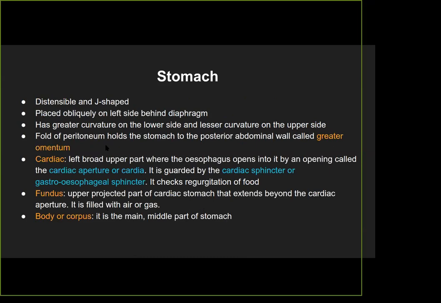The folds of the peritoneum hold the stomach. Peritoneum is a layer within the stomach that holds the stomach to the posterior abdominal wall, called the greater omentum. Now, the greater omentum is another layer, or the foldings within the stomach. So these folds of peritoneum hold the stomach to the posterior abdominal wall. Posterior is behind. So on the back side, wherever the abdominal wall is, that particular fold which is holding the whole stomach structure is called the greater omentum.